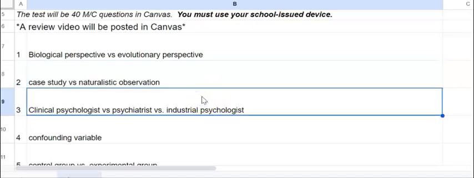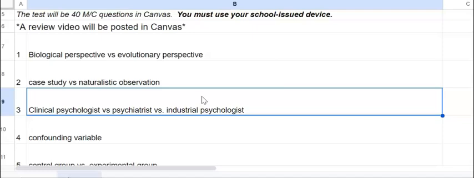For number 3, we've got some different types of psychologists. A clinical psychologist earns a PhD in their field, and they're going to treat behaviors, particularly mental illnesses, with a non-medical approach. Usually it's going to be talk and behavioral therapy. A psychiatrist is also going to treat people with mental illnesses, but they go through medical school, so they're a medical doctor or an MD, and they can take a medical approach.